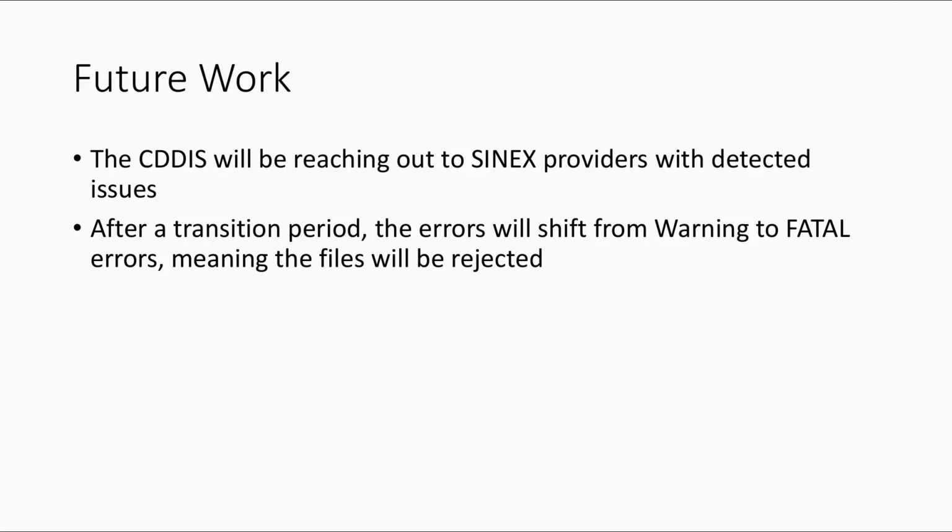And so the CES will be reaching out to the CNIG providers to see how it is that they are impacted once we have these issues checked for. Currently, we're going to have them as warnings, and after a transition period, we'd like to switch them into being fatal errors, which means the files would be rejected. But that's all that we have for this very brief talk.